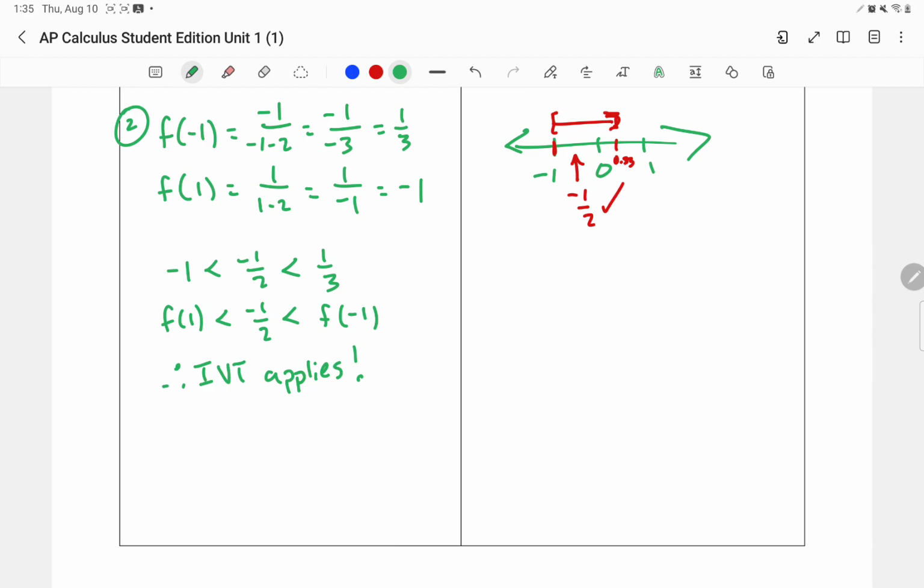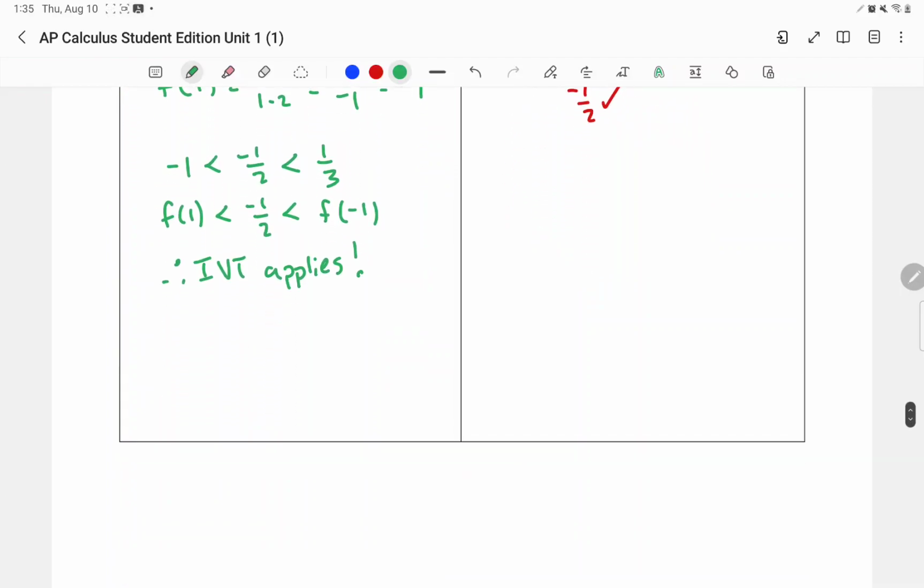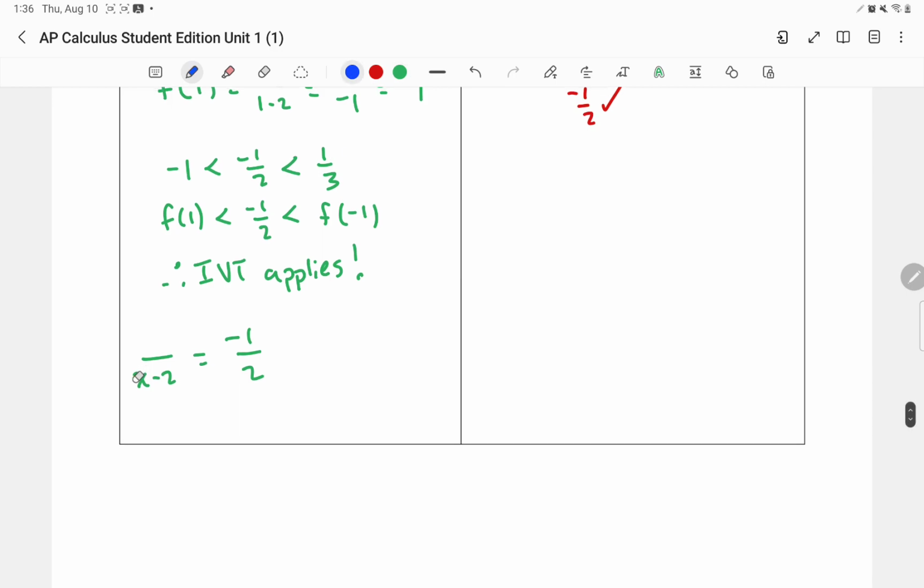And again, they want us to solve for that value of c. So we're going to set negative 1/2 equal to x over x minus 2. So x over x minus 2 equals negative 1/2. If you want to, you can even change these to c's since we're going to be solving for c. And you can just cross multiply or use the butterfly method. So c times 2 is 2c equals negative 1 times c minus 2.